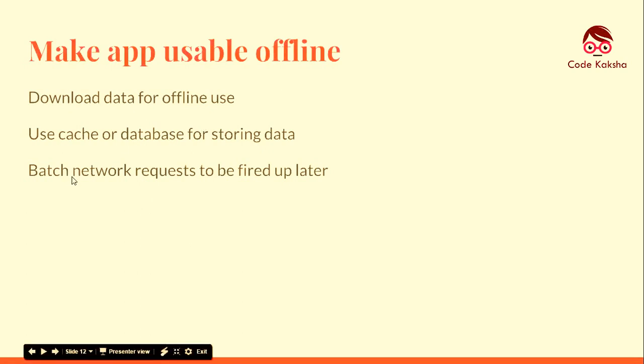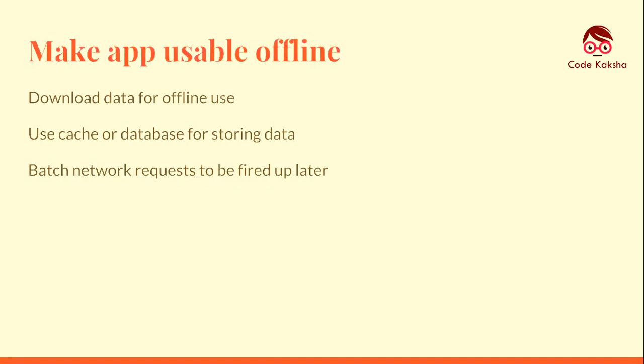We have already talked about this, you should batch the network requests to be fired later. For example, if the user is offline for some time and the user is doing some operations, you should not very frequently show the message to the user that you are offline. It will just irritate the user. Instead, just consume that action and batch that network request for a later time.